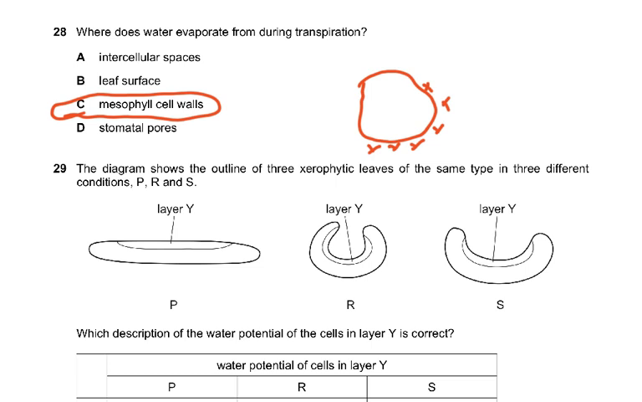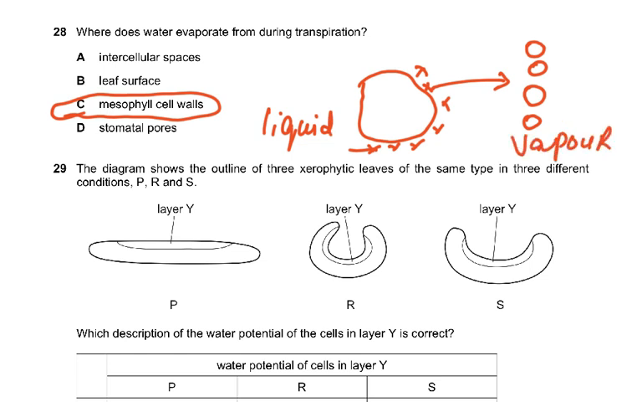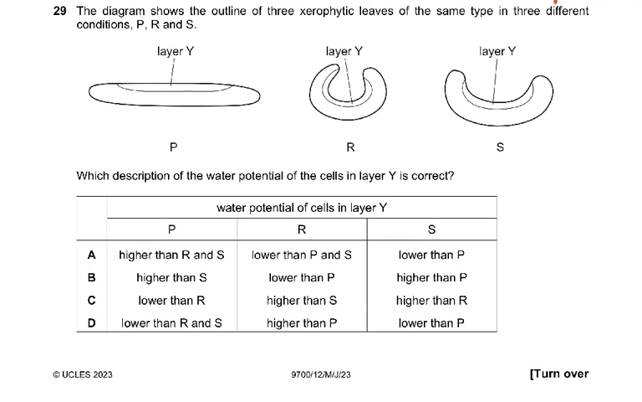So the water is present on the mesophyll cell walls, and then it will evaporate from a liquid state. It will go into a gaseous state, and now it'll be called water vapor. So here they were in liquid state. Now they are vapor. Now they are gas. So we call it water here, but here we call it water vapor. So where does water evaporate from during transpiration? From the mesophyll cell walls. This has come in the previous paper as well.